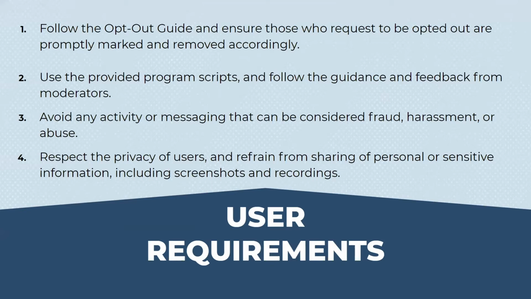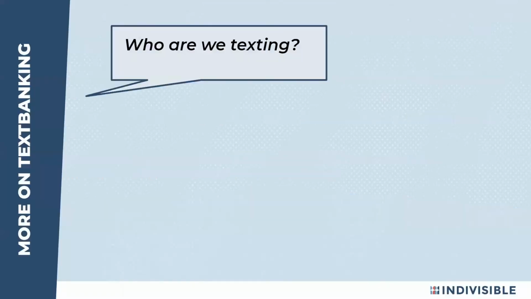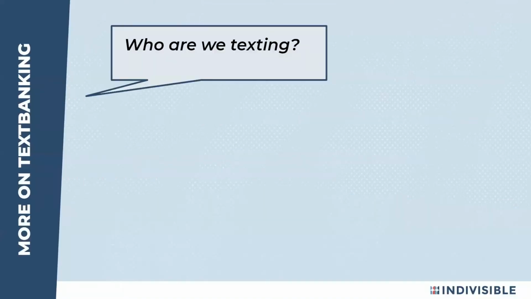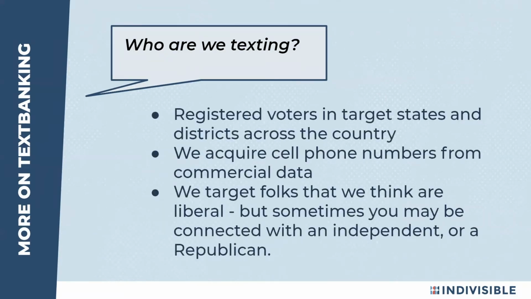Now I'm going to go through some common questions we receive from those who are first starting out in our texting program. First, we're texting registered voters in target states and districts across the country. We acquire these phone numbers by combining publicly available voter file information with third-party commercial data. And we target folks that we think are likely to be liberal, but sometimes you may be connected with an independent or a Republican. It is important that you approach every conversation with respect and courtesy.